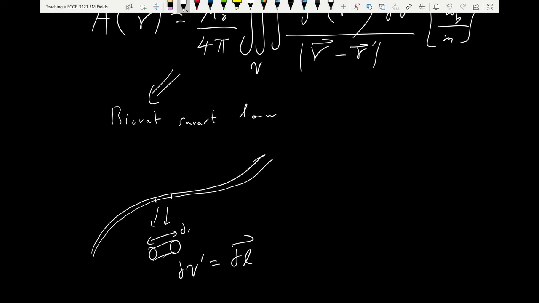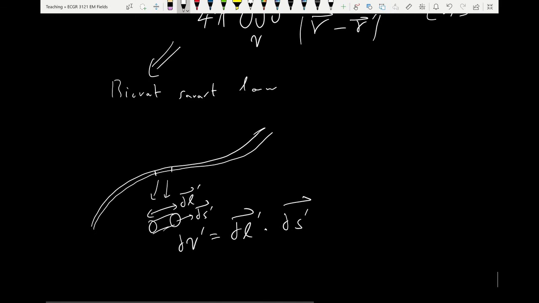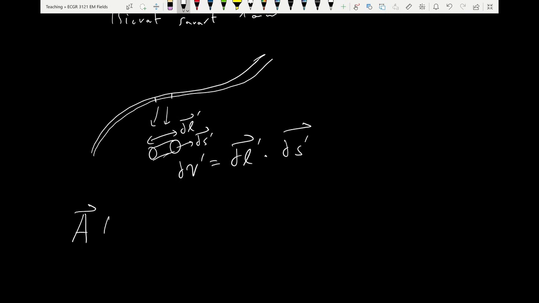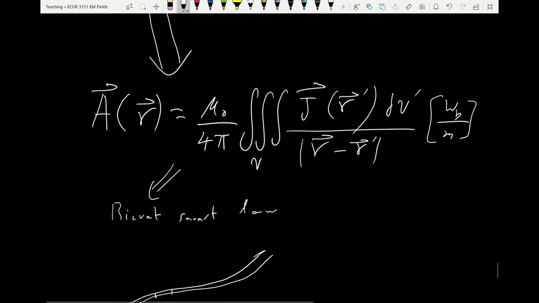So this is dl′ dot ds′. This is the cross-sectional area of the small cylinder, and dl is the length of the cylinder, right? Dotting two vectors gives us a scalar. So we just express dV′ for a hypothetical thin wire. It still has a volume, and we can make the wire as thin as we want, but we can express dV′ as dl dot ds. Right, and we can plug that back in the expression for A. You can still, by the way, use this equation.